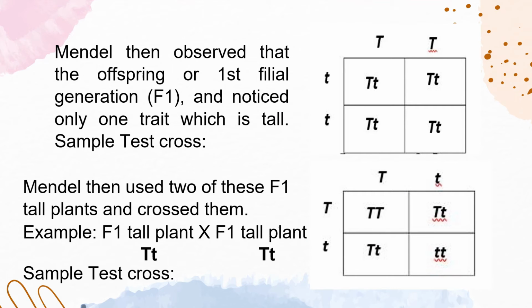Mendel then observed that the offspring are first filial generation and noticed only one trait, which is tall. The sample test cross is given on the right side, and then Mendel used 2 of these F1 tall plants and crossed them. Example, F1 tall plant crossed with F1 tall plant. The sample test cross is shown on the right side.